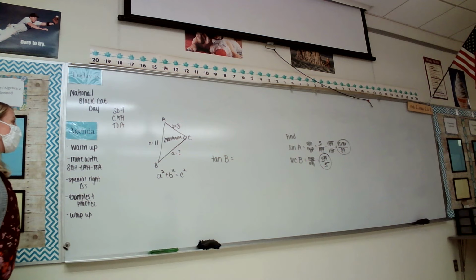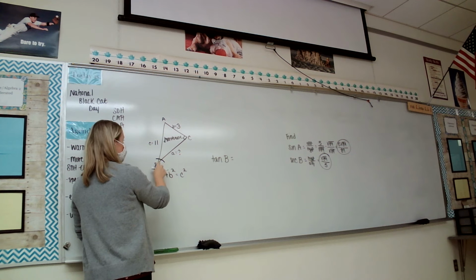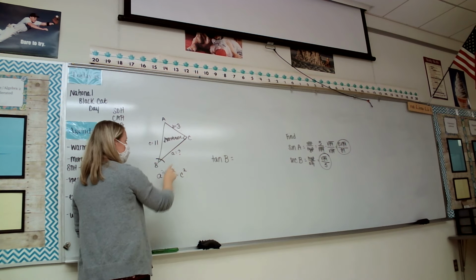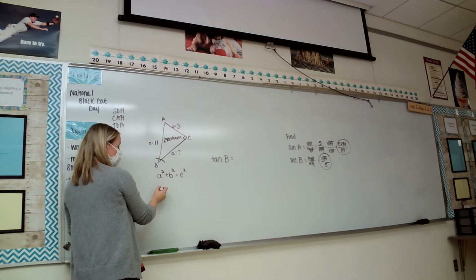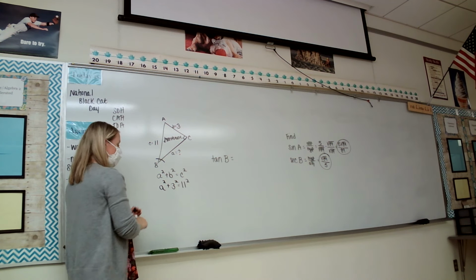So I say, oh, tangent B, I need opposite over adjacent. So when I think about this, opposite's here, so I have opposite, adjacent is next to it. I don't know that yet, so that's why I have to find that A. So I'm gonna plug in what I know. I don't know A. I do know B, and I do know C. So it's just about plugging in what you know.